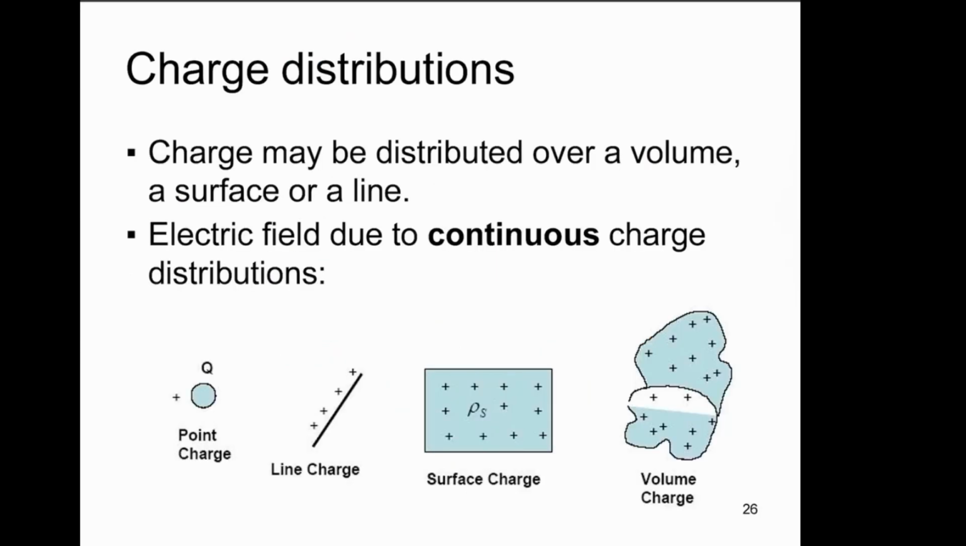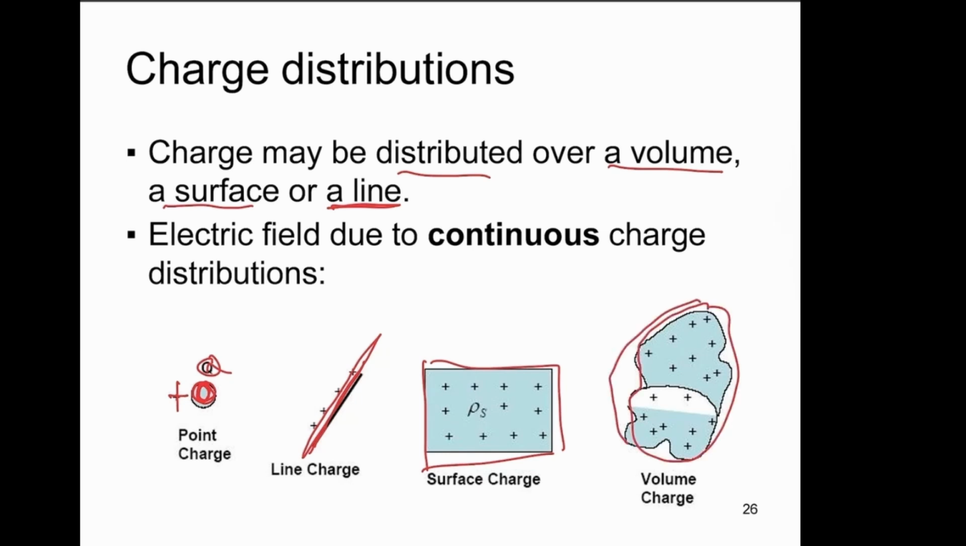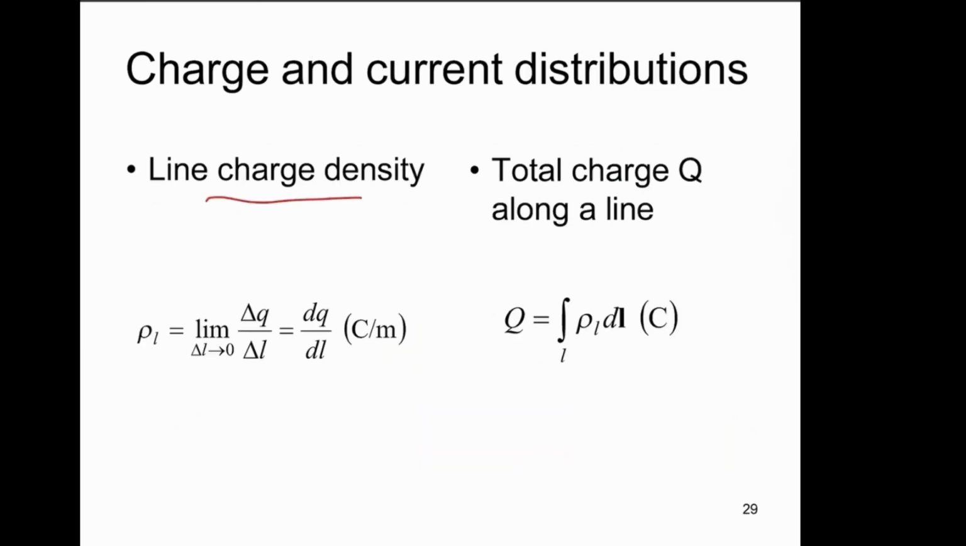Next is charge distribution, the distribution of charge. Charge symbol is Q for charge. Charge may be distributed over a volume, a surface, or a line. So we have line, just one line, surface, and also volume. That's 3D. This is just line, 1D. This is 2D.